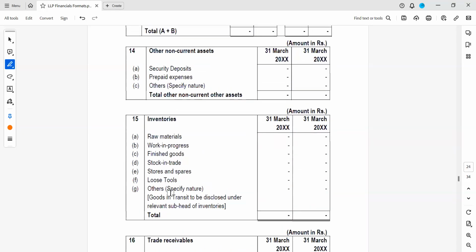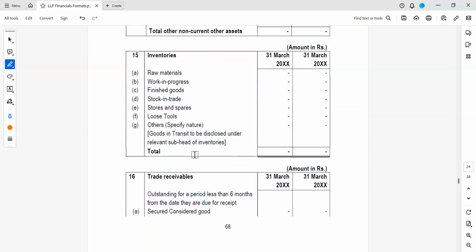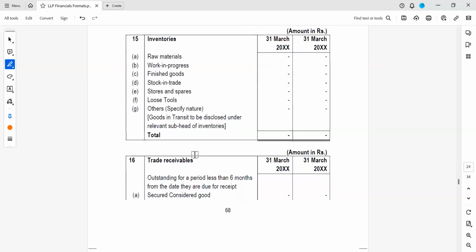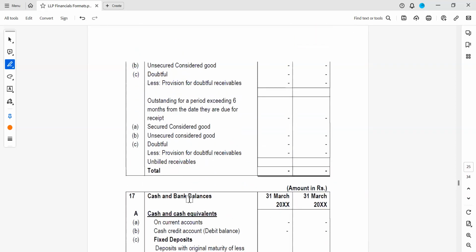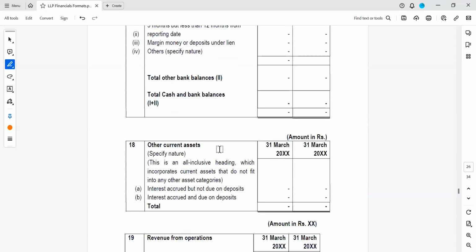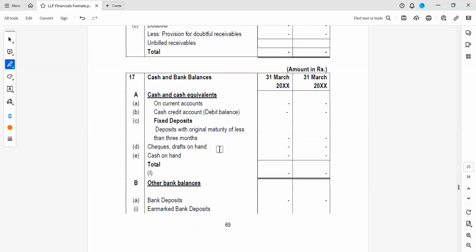Now inventories, same thing, whatever we discussed yesterday about inventories. Next, trade receivables. Trade receivables secured considered good, unsecured considered good, doubtful. Outstanding for a period less than 6 months. Here you do not have that ageing, only 6 months and more than 6 months. Unlike a company, here you have only that level.